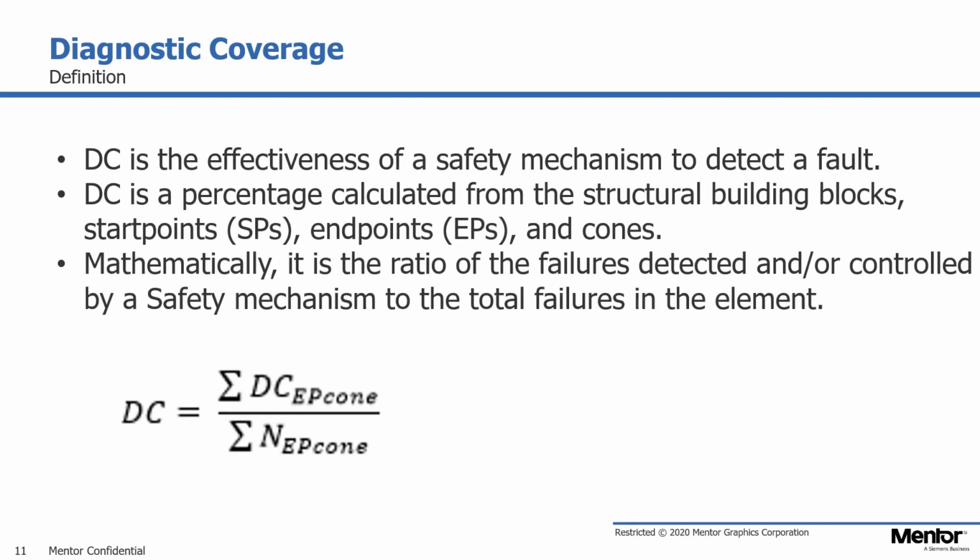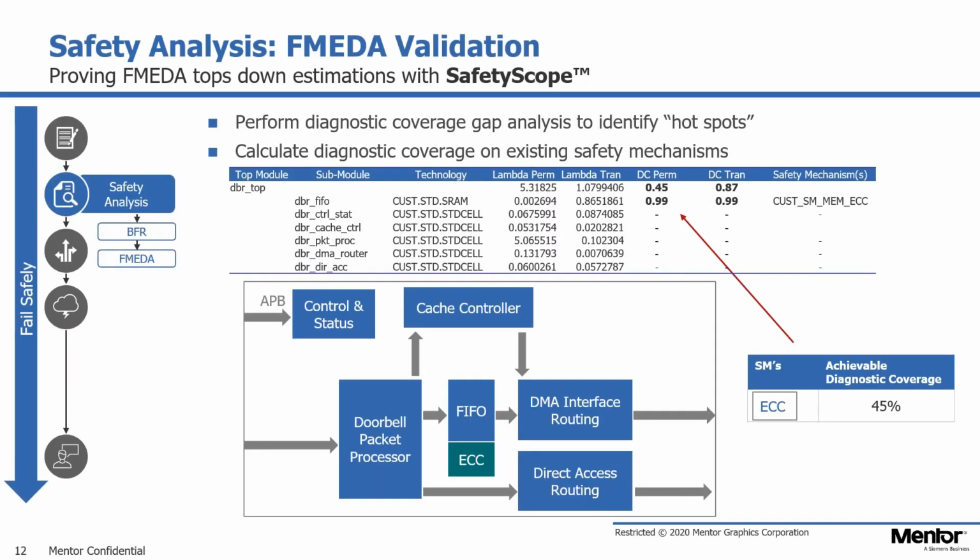One key metric for functional safety is the so-called diagnostic coverage. I'm assuming everybody in the audience knows what this is about. The ratio of the failures detected or controlled by a safety mechanism to the total failures in the element. And this is where SafetyScope can also provide value. As already outlined, we already run a base FIT rate calculation, meaning we generated values for permanent and transient lambda for respective submodules, depending, of course, on the used technology. And now we can go one step further.